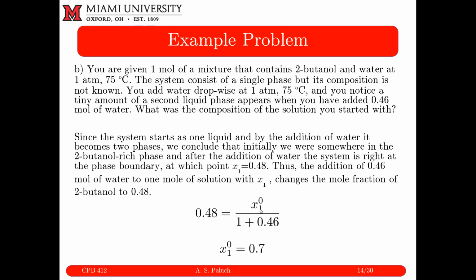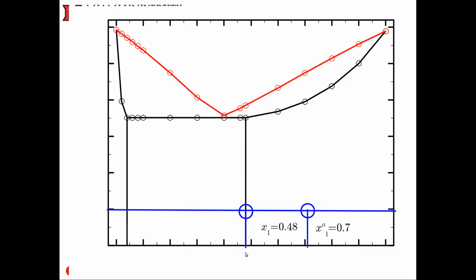What I want to know is the mole fraction. Essentially I could use z, here I use x1 naught, of that mixture I started with. If I initially have 1 total mole and I add 0.46 moles of water, my new total number of moles is 1.46 moles, so that the final mole fraction is 0.48. I could solve for this, the initial number of moles of butanol divided by 1.46, the total number of moles in my system. If I solve for x1 naught, I get x1 naught is 0.7. So I started with 0.7 mole fraction of butanol over here, and I added water dropwise till I hit my phase boundary.